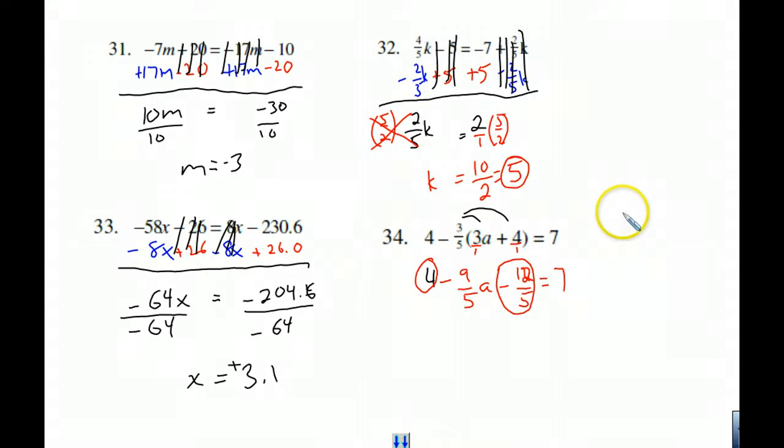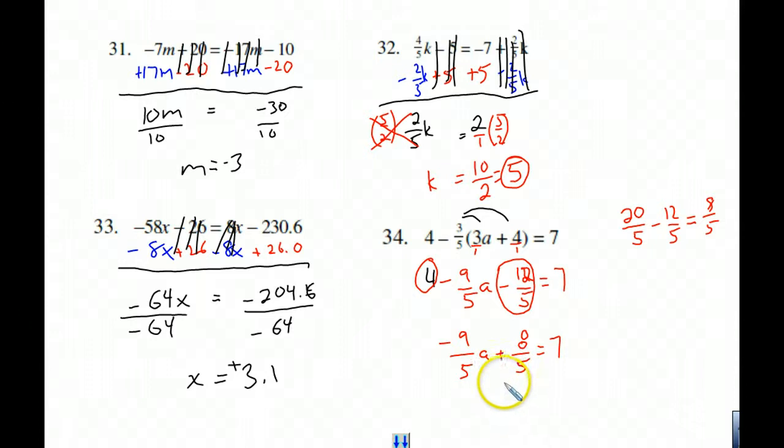See, 4 is the same as 20 divided by 5. And why did I choose 20 divided by 5? Because the denominator is 5. So I got to figure, well, what divided by 5 will give me 4? And that's 20. So I have 20 minus 12, which is 8 over 5. So I got 8 over 5 here. Negative 9 over 5 a, okay, plus 8 over 5 equals 7.